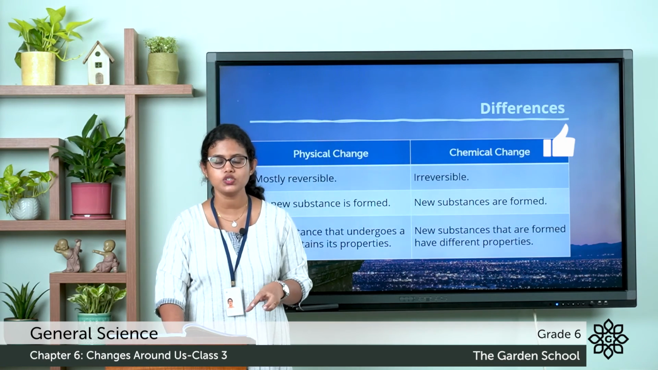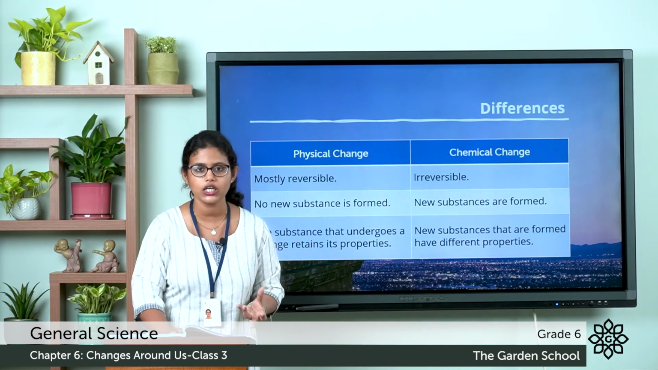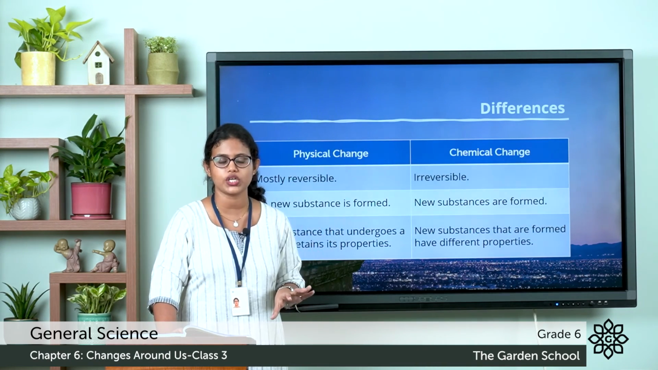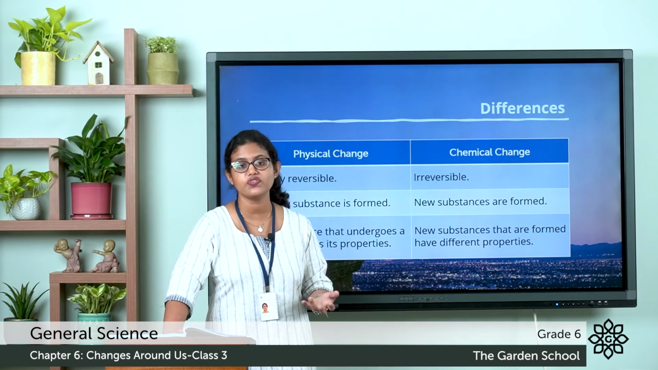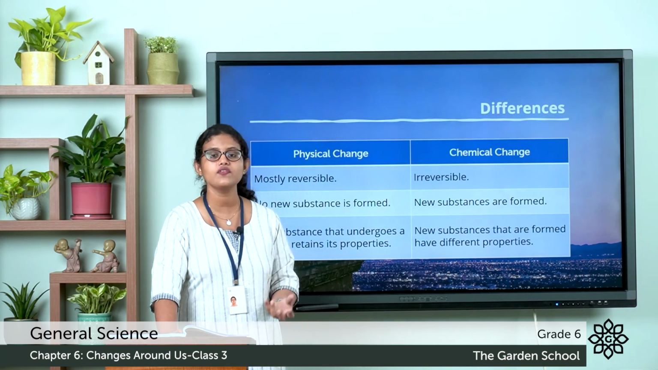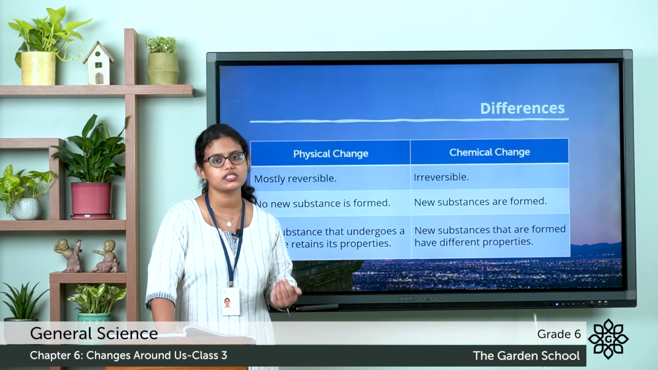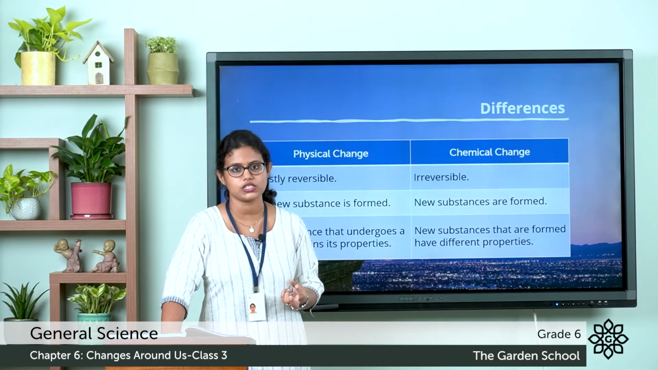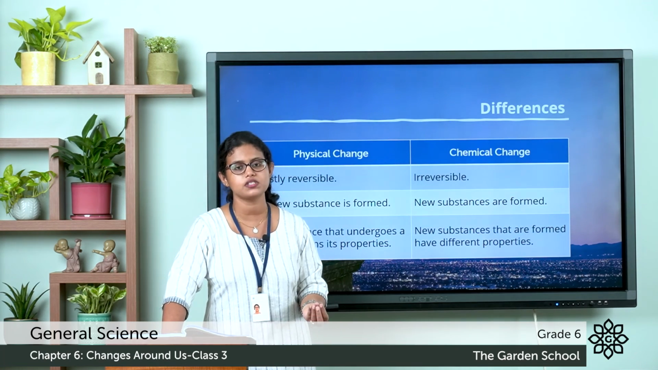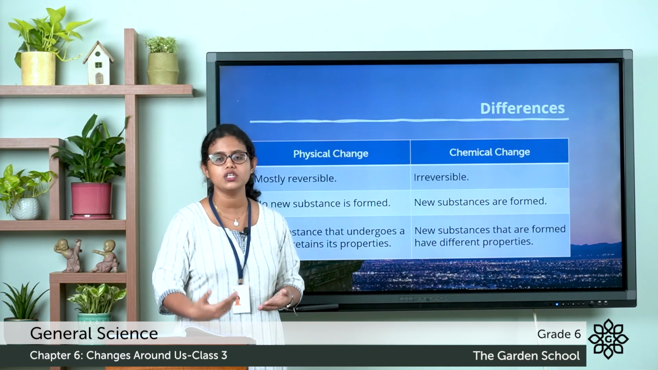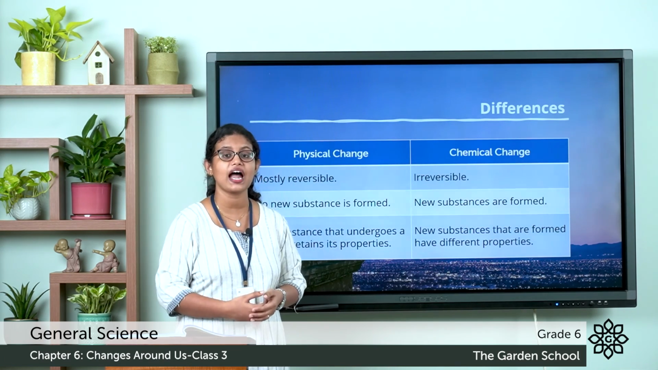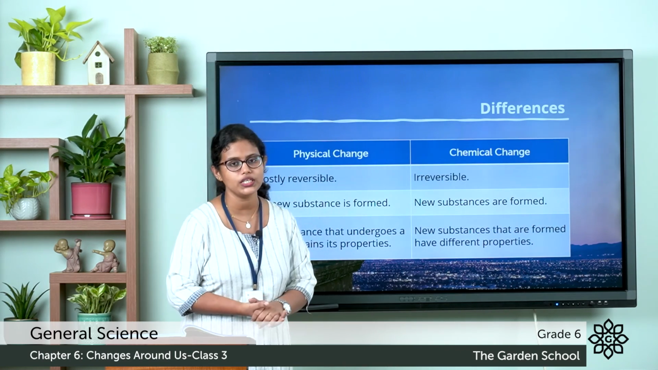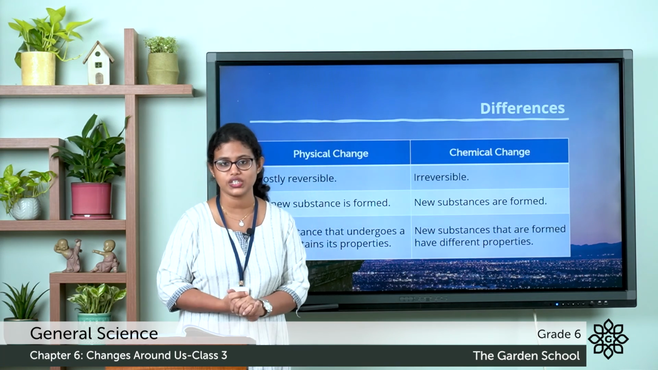So it is a chemical change. The new substance formed is curd. So curd does not have the properties of milk. So in a chemical change, the new substance will have different properties. So they do not have the properties of the original substance. So that is what's given here. New substances that are formed have different properties. So that is the difference between physical and chemical change.